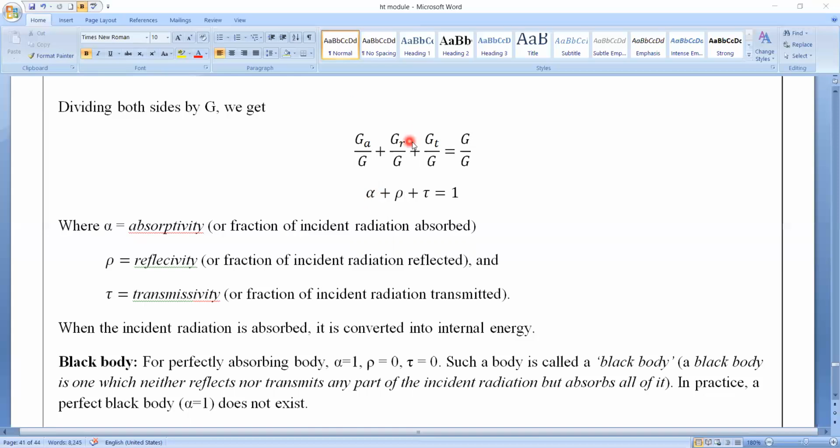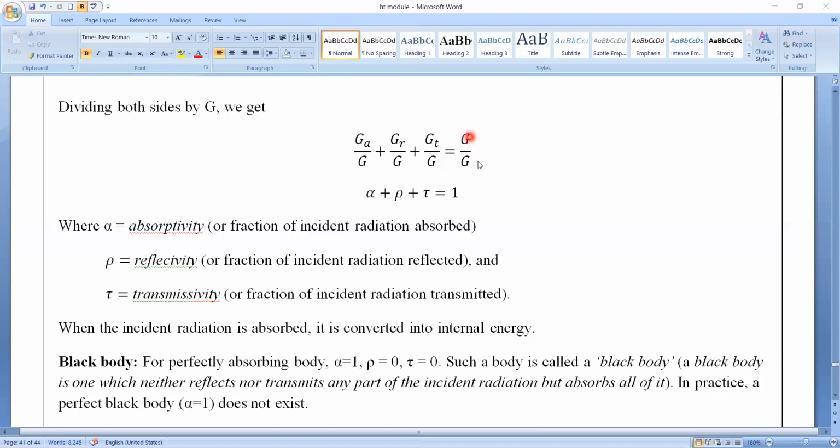Similarly, the ratio of the fraction of energy reflected back from the surface to the total energy falling on the surface is symbolized by rho, and rho is termed as reflectivity. And the third one is similarly the ratio of the fraction of energy transmitted through the body to the total energy falling on the surface. This ratio is designated by the symbol tau, and tau is termed as transmissivity.